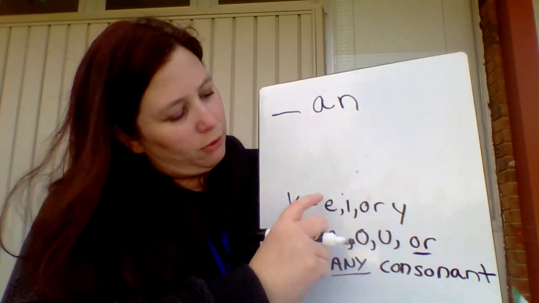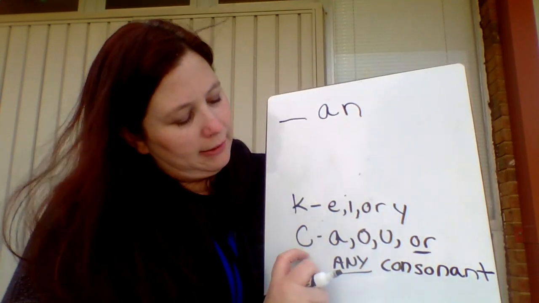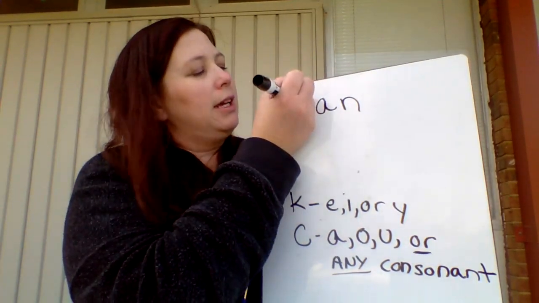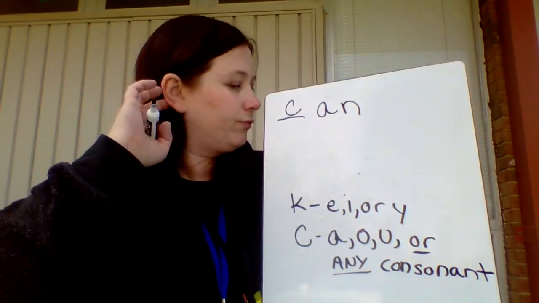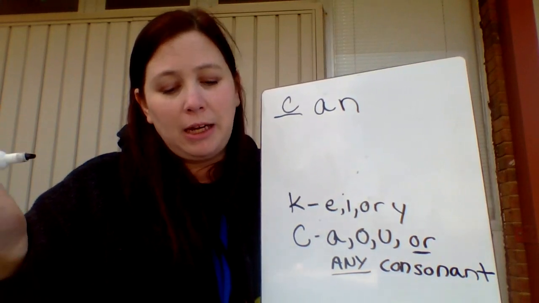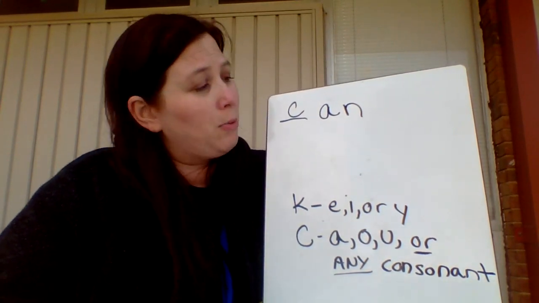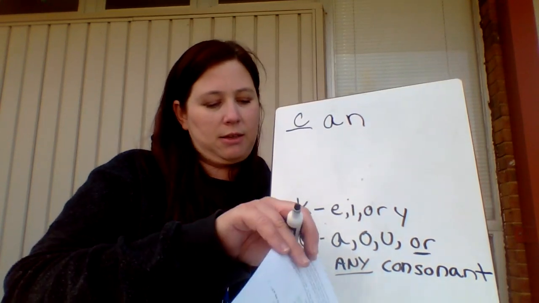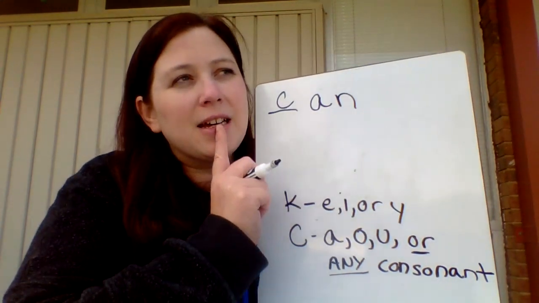Well, we have our A, so we can come down to our rules, and we see that C is A, O, or U. So we have A. So we know that can should be spelled with a C. Or you might have remembered from yesterday when we spelled can, and that's okay too. Some of these you might just memorize. Our next word we're going to spell is kin.